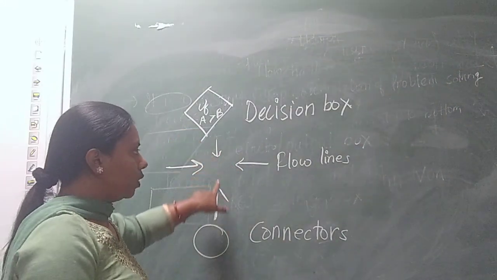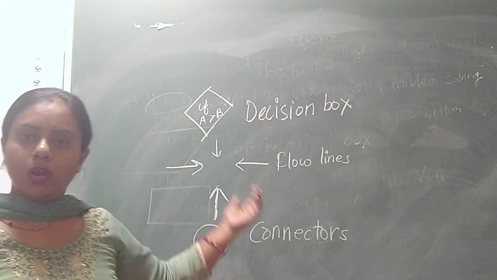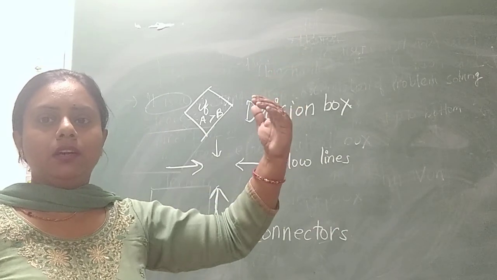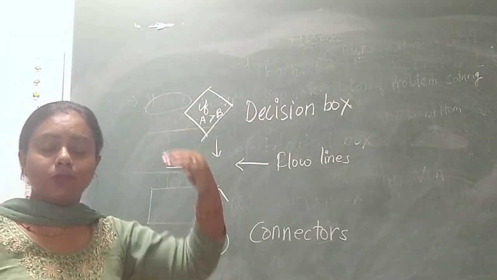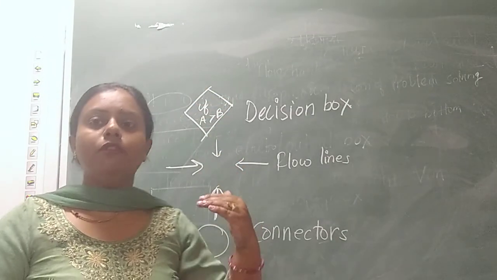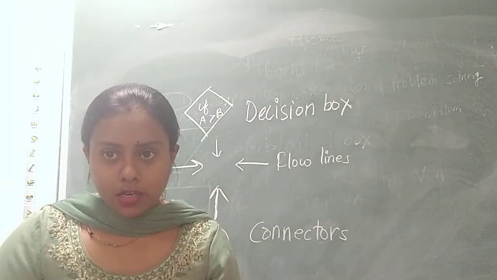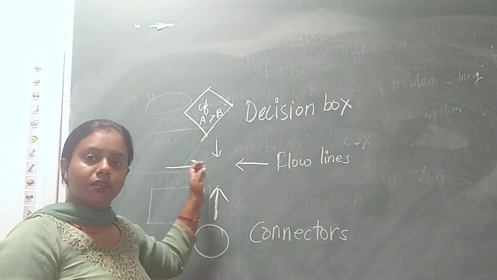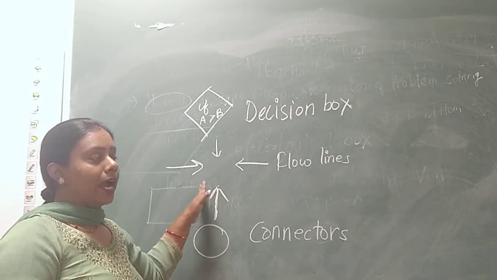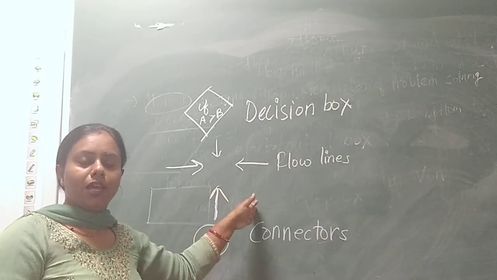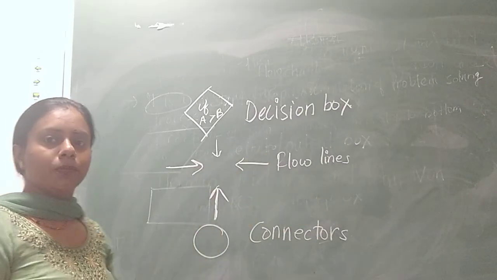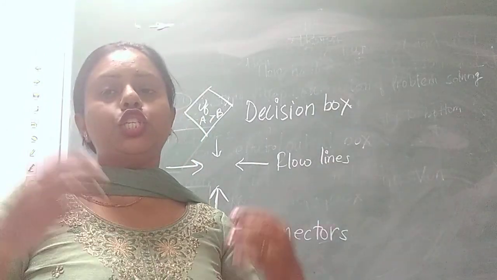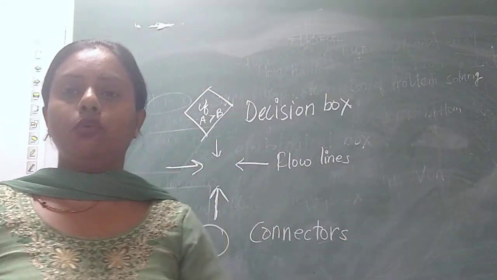Now these are the flow lines. These are your arrow lines. We will use these flow lines when we are connecting the input box, output box, decision box. So when we want to show the flow of the algorithm, we will use these flow lines. I will show you how you will use these flow lines while converting an algorithm into the flowchart. Now this is your connector. It is a circle shaped symbol which is used to join the parts of the flowchart.